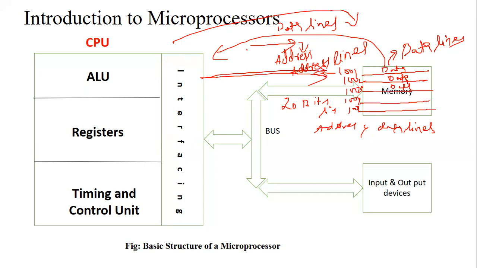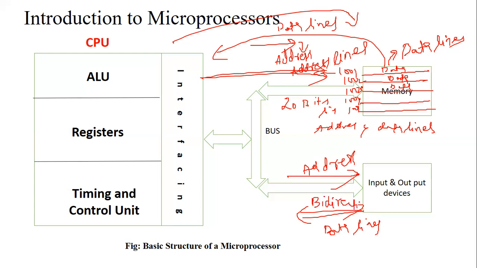At the same time, these address and data lines are also used to get information from the input output devices. The same address lines are used for the input output devices, unidirectional. The same data lines are used for the input output devices, and these data lines are always bidirectional, so I can use the arrow on both sides.